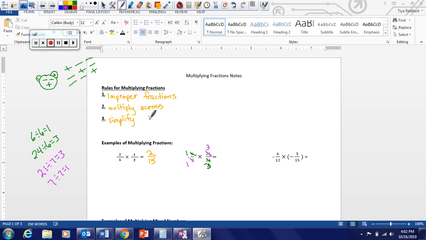Now I'm going to multiply across. 1 times 3 is 3. 1 times 3 is 3. I still have to simplify. Anytime my top and bottom number are the same, my answer is equal to 1.